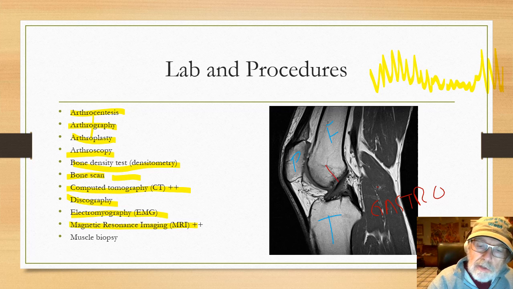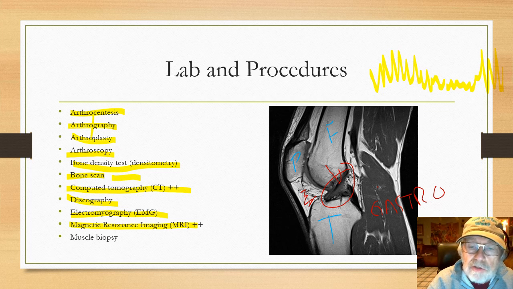And this right here, see that black line right there? You can see it a little bit. That's one of the cruciate ligaments. That's a cruciate ligament right there. This white in here is fat.